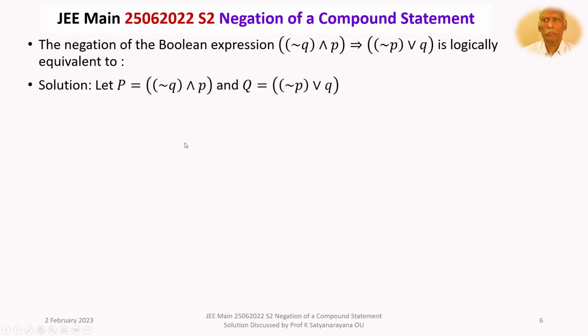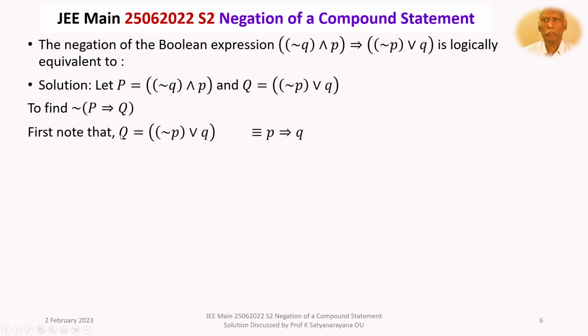The solution is, let capital P be the Boolean expression negation of Q and P, and capital Q be negation of P or Q. We have to find negation of capital P implies Q. First, note down that capital Q is the Boolean expression negation of P or Q, and recall negation of P or Q is equivalent to P implies Q. So P implies Q is logically equivalent to negation of P or Q. So capital Q is logically equivalent to P implies Q.